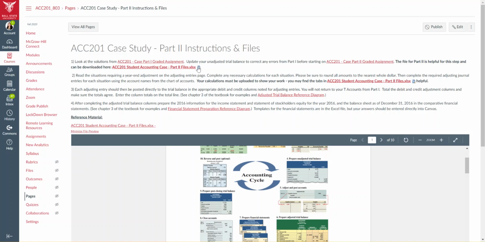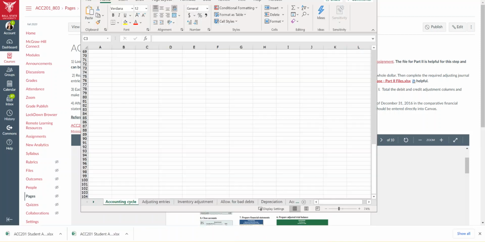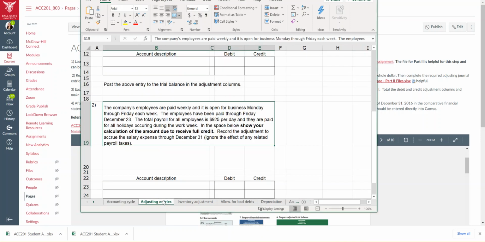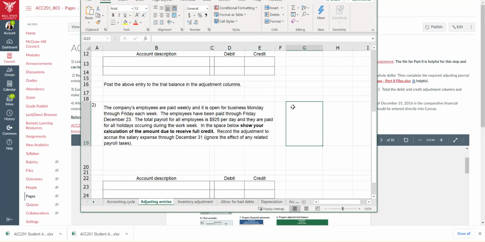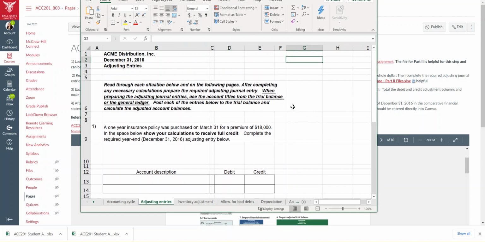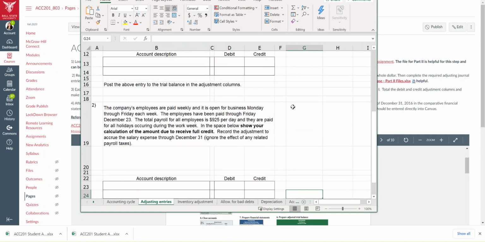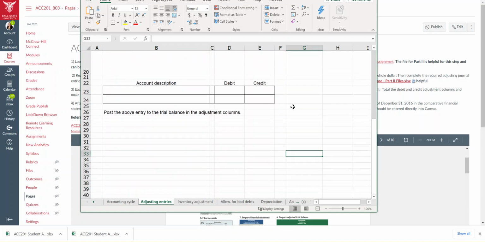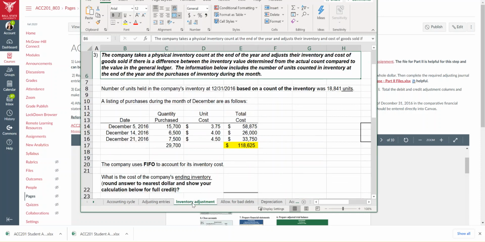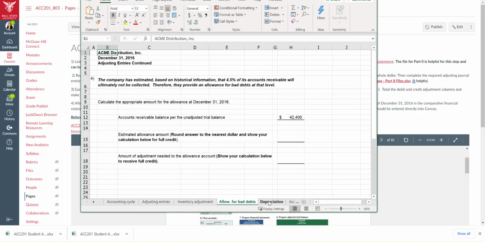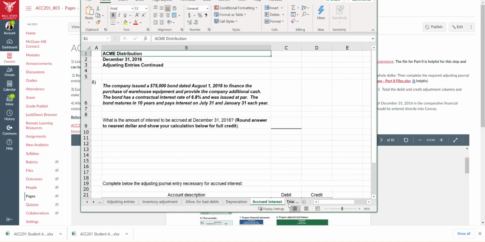The next thing I would encourage you to do is to download this part 2 file. Just like with part 1, the part 2 file has Excel tabs that have each of the entries that you have to enter into Canvas, and you will be uploading this file in order to show your work as you go through. Now we have several adjusting entries on the first tab, and then the inventory, bad debt, depreciation, and accrued interest journal entries are on their own tabs.